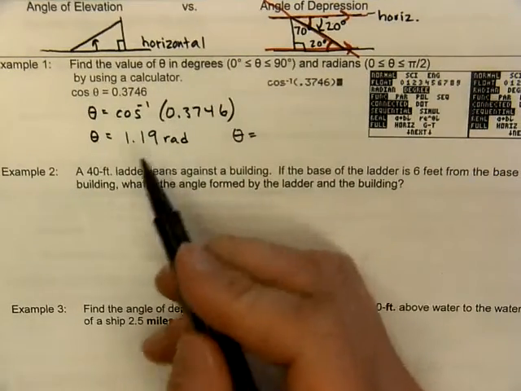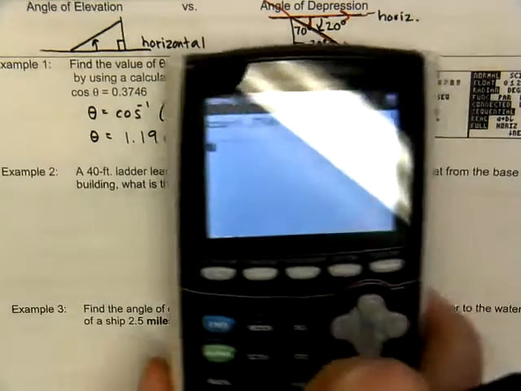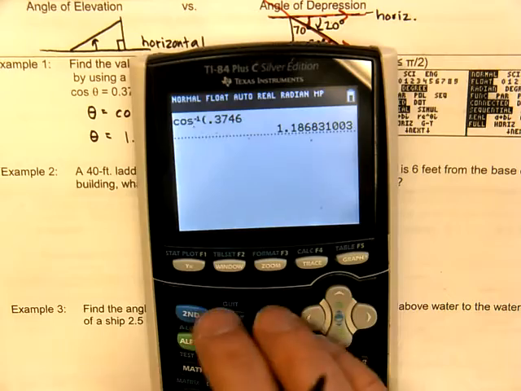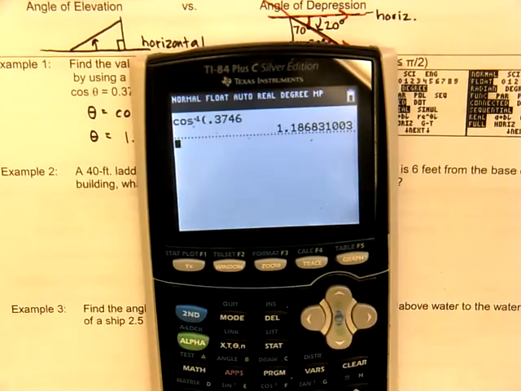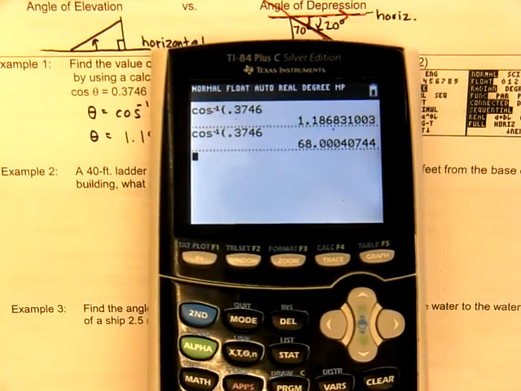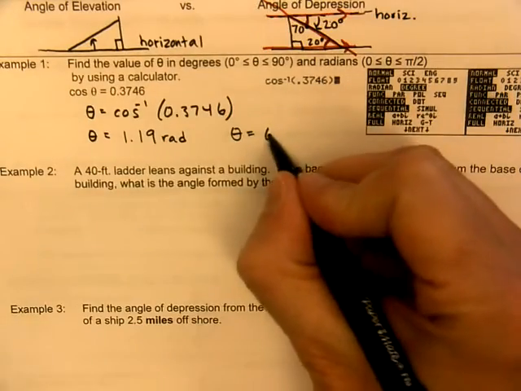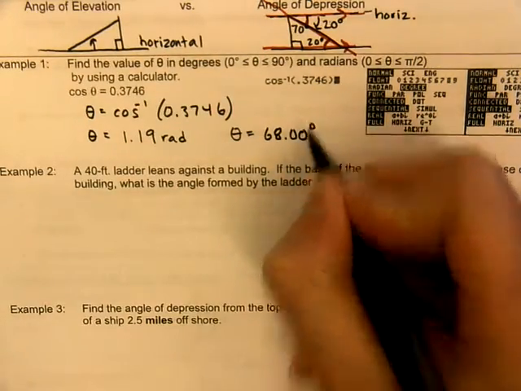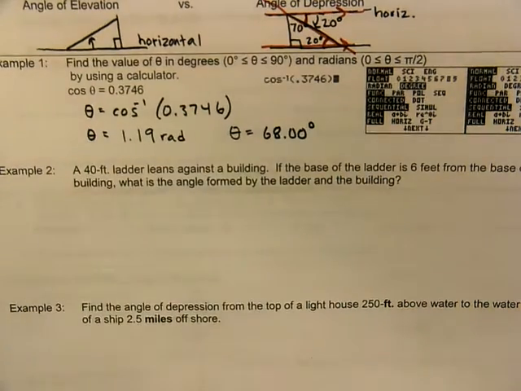Now we have learned how to convert radians into degrees with a multiplier, but we'll just use our calculator instead and just change the mode. So back to the mode screen and setting up degrees instead. Once again, inverse cosine of that 0.3746. So there it is, 68 degrees. You can see it's rounding to 0.00. And for the rest of the problems we'll be working with degrees here, so I'll just leave the calculator in degree mode.